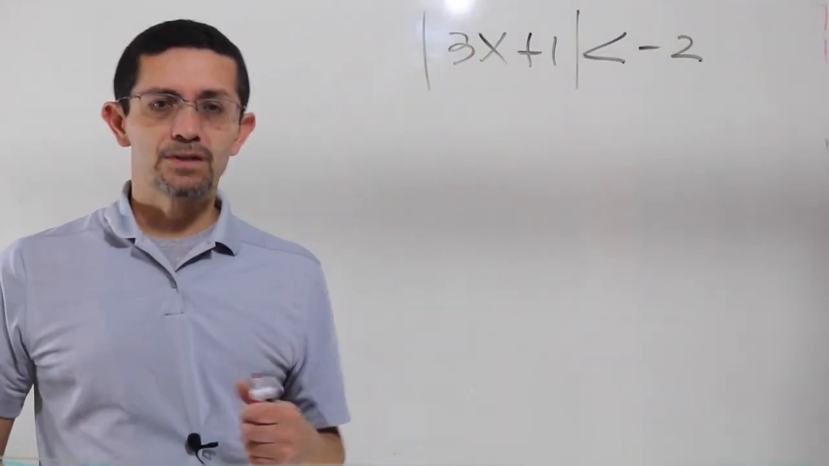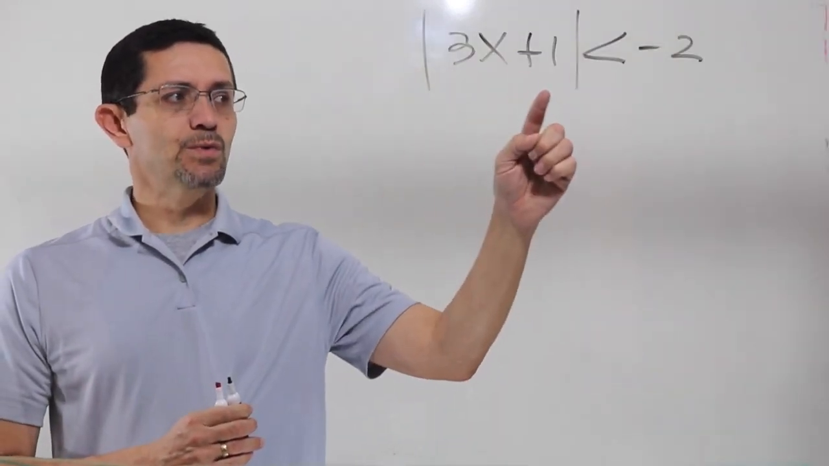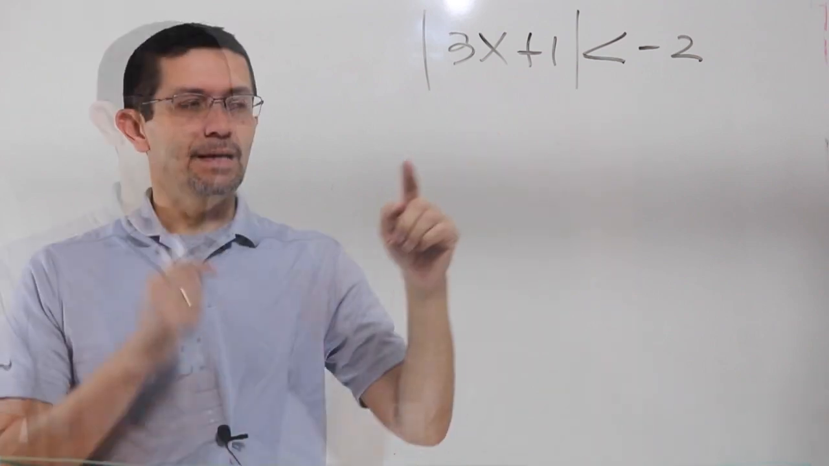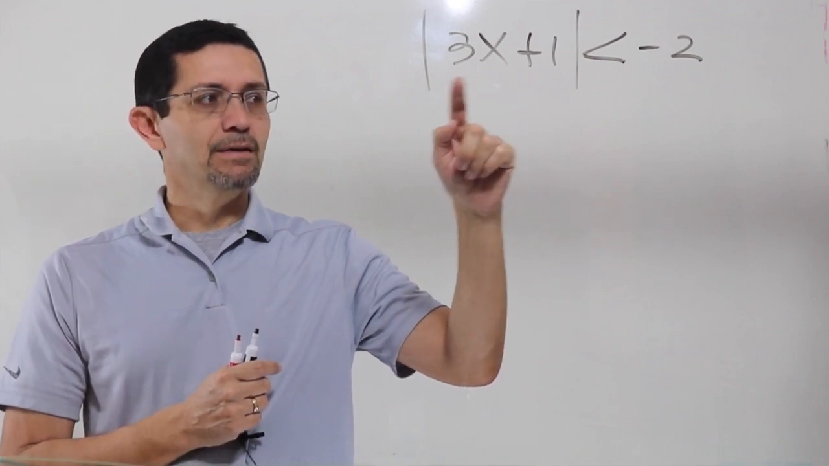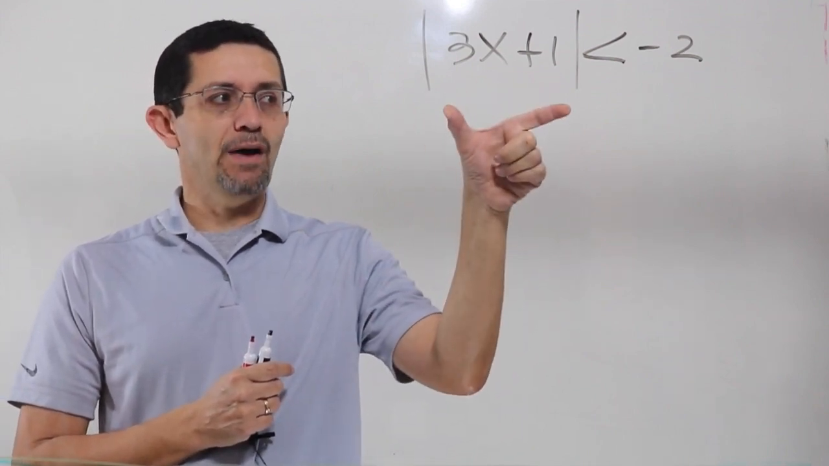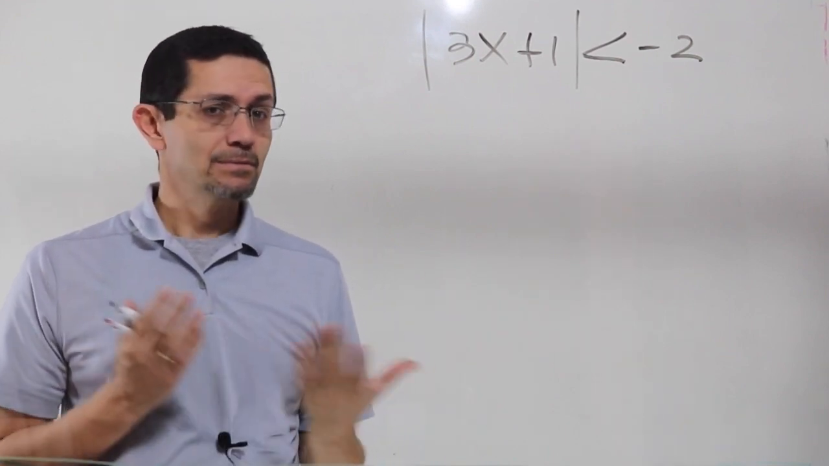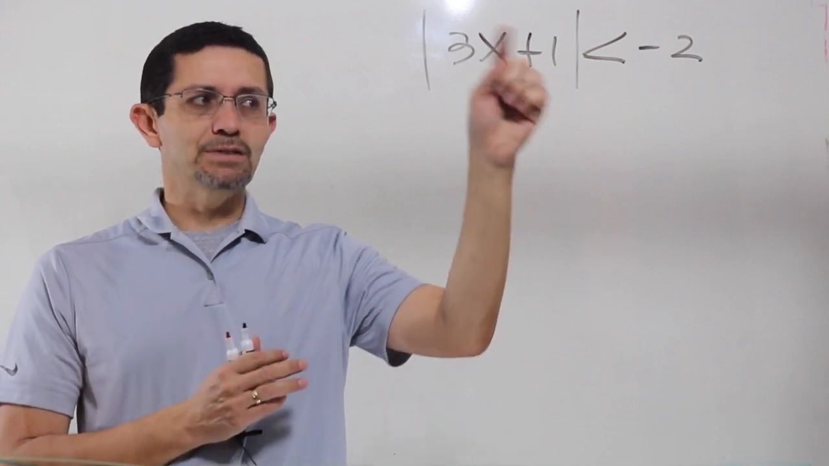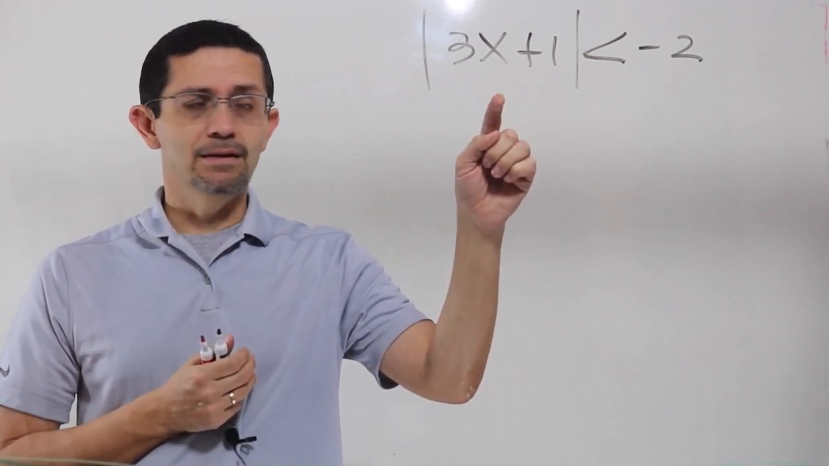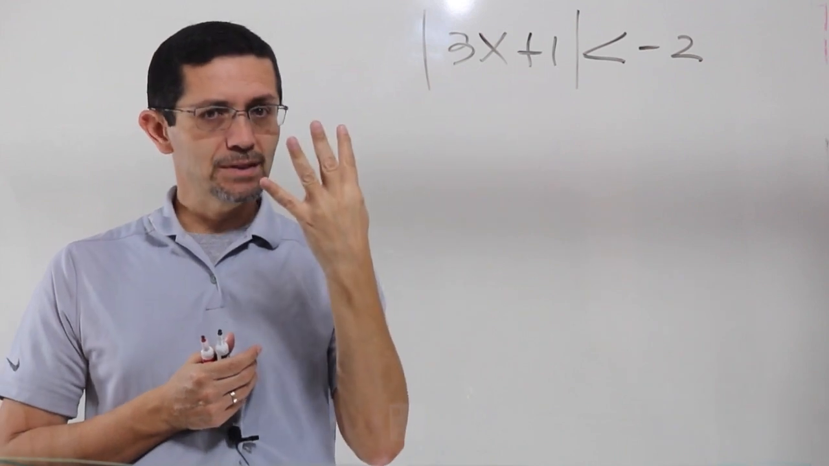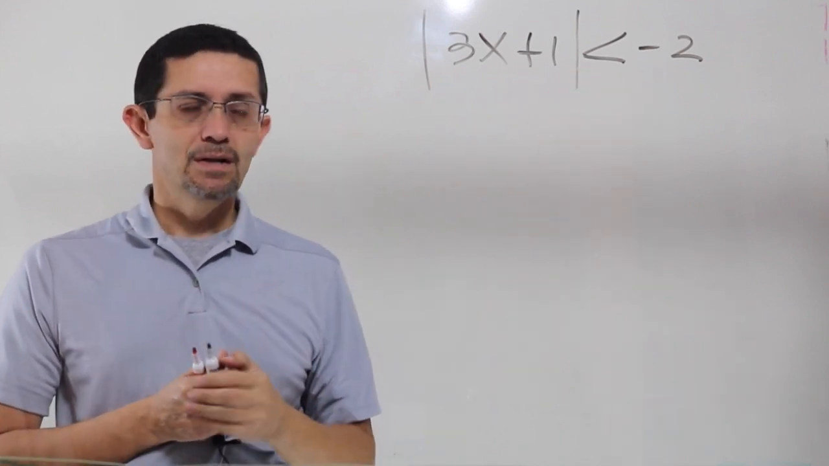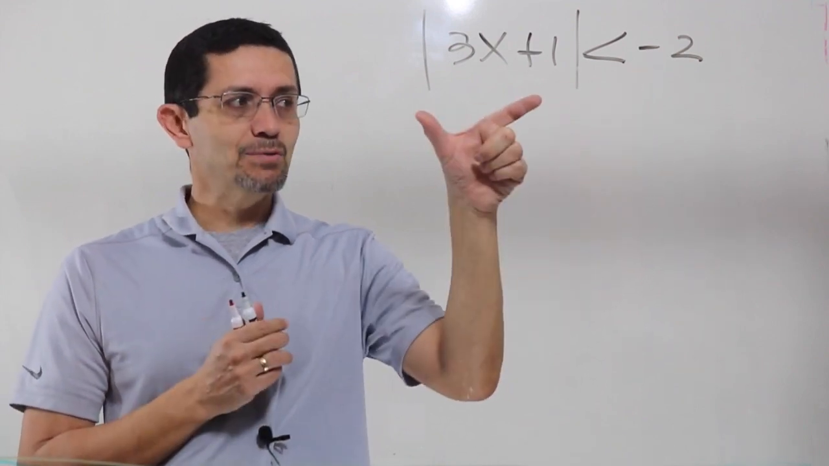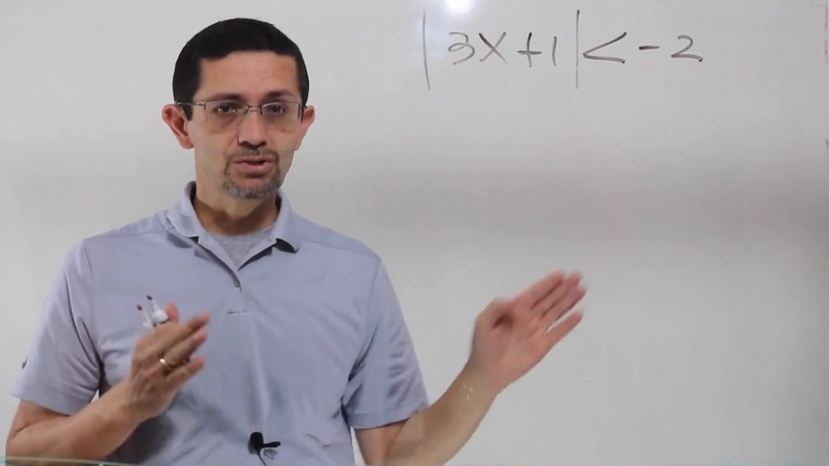Okay, so now we have this problem. We have the absolute value of 3x plus 1 is less than negative 2. Okay, let's think about it. Is there any number that I can replace the x by that, when I solve this and do the absolute value, it will be less than a negative number? No, because the absolute value of whatever I put in here is going to be a positive number. Let's pretend that my answer was negative 4 at the end. Absolute value of negative 4 is positive 4, which is not less than negative 2. So in general, you need to understand that we cannot have an absolute value less than a negative number. So there's no solution here.